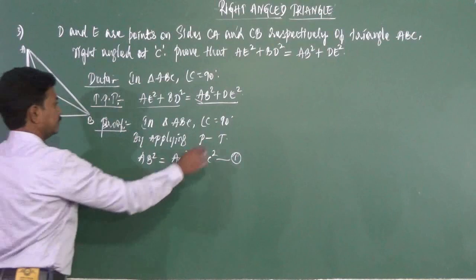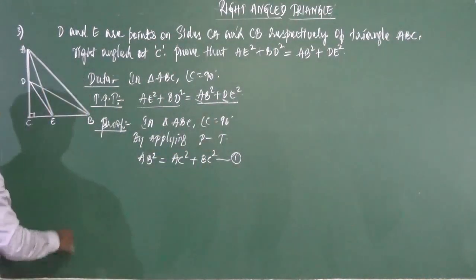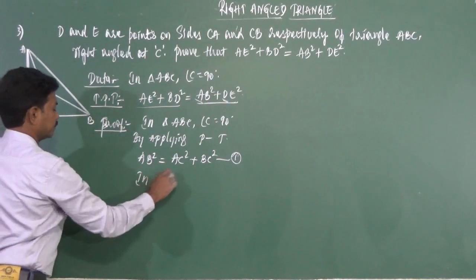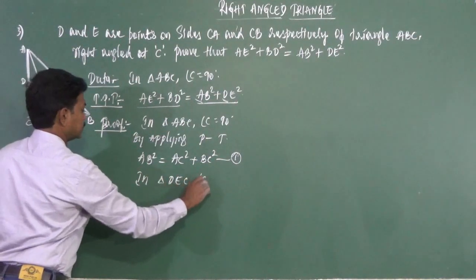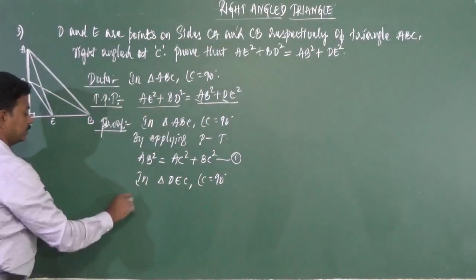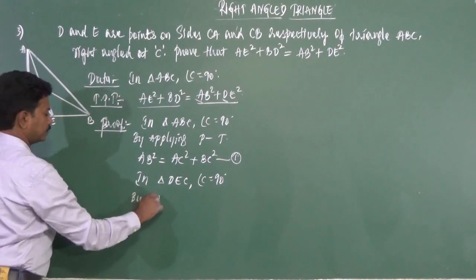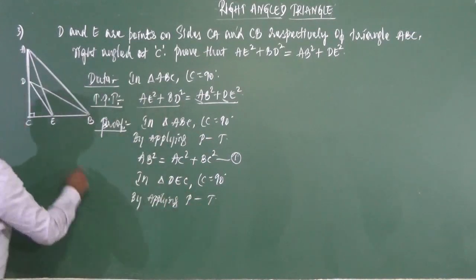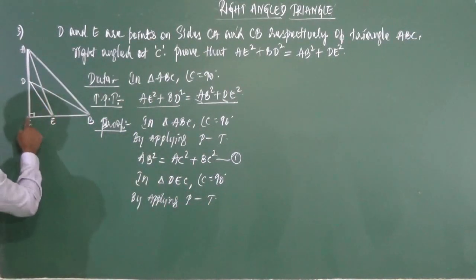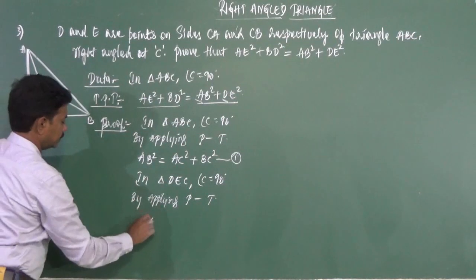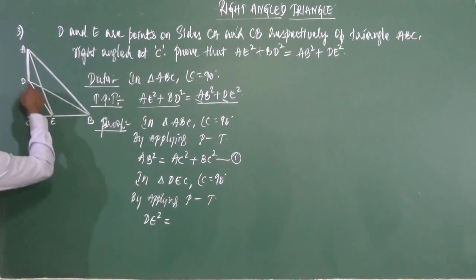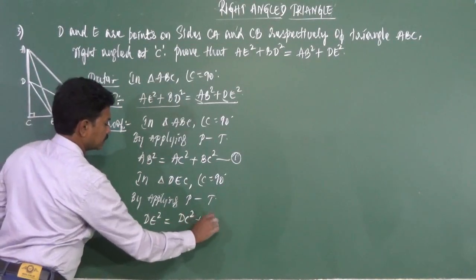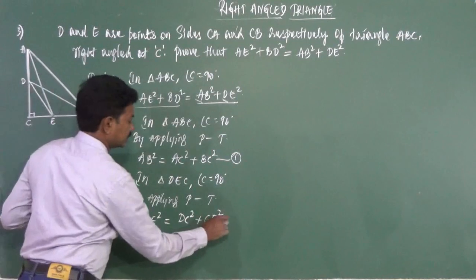So now let us define this DE square. DE square is got in triangle DEC. So in triangle DEC, angle C is equal to 90 degrees. So by applying again Pythagoras theorem, DE square is equal to DC square plus CE square. So take it as equation 2.